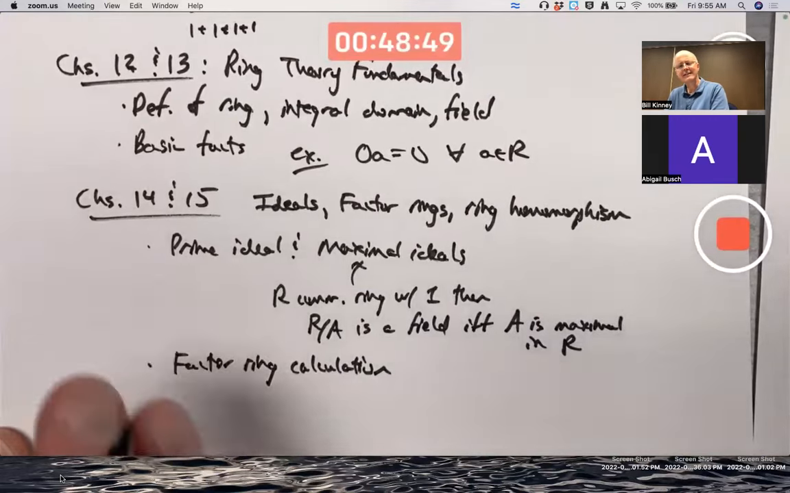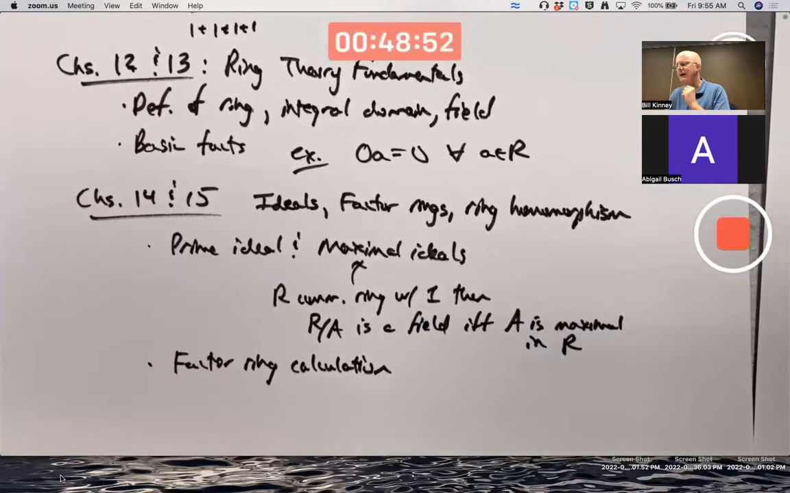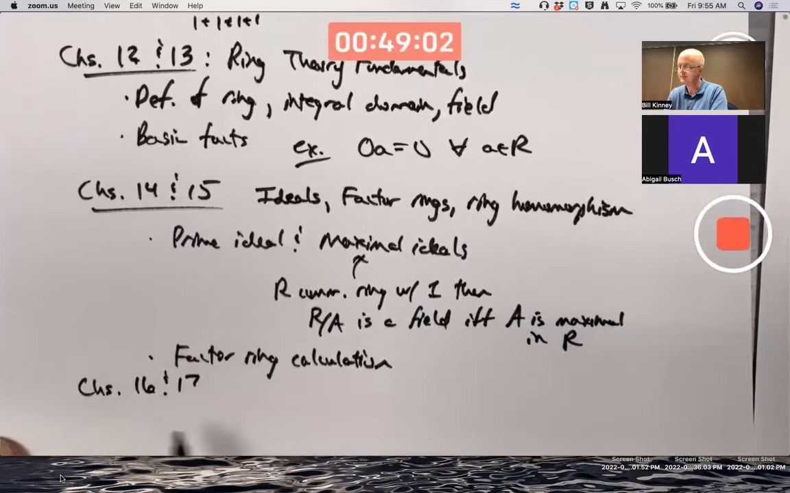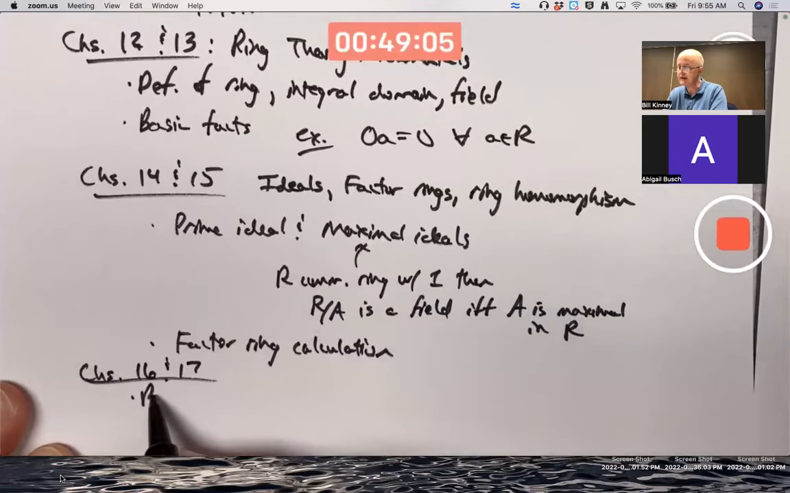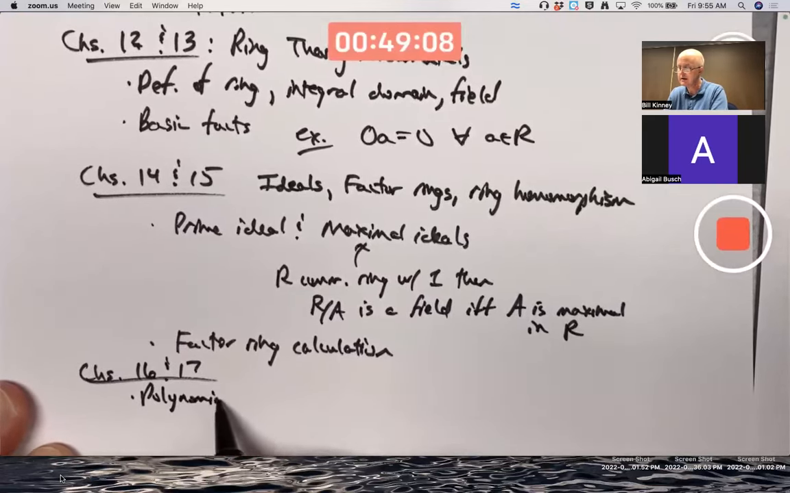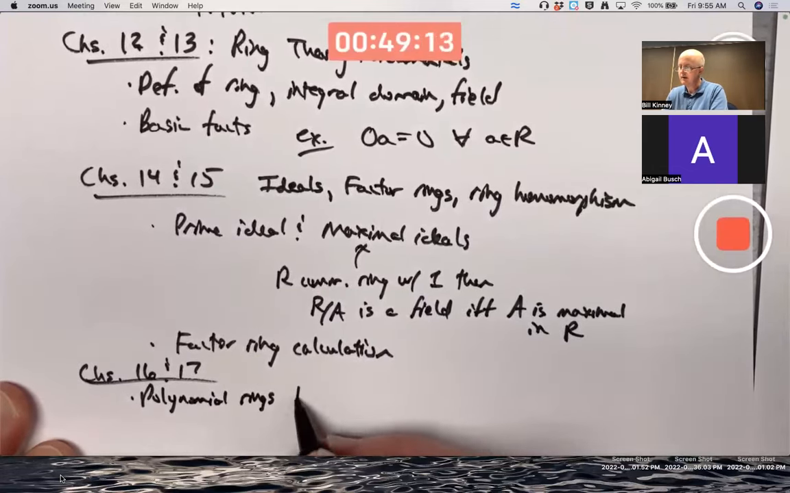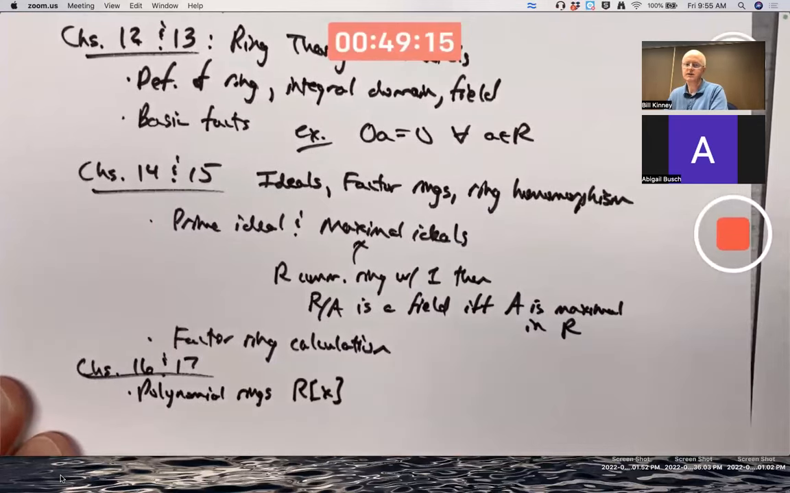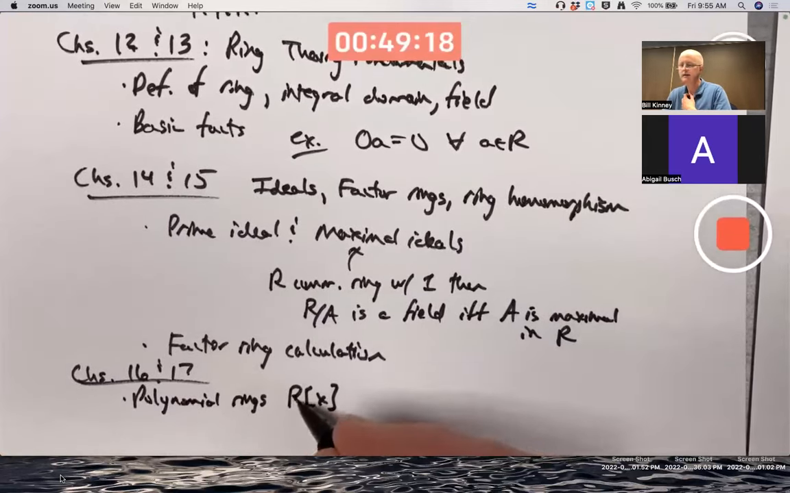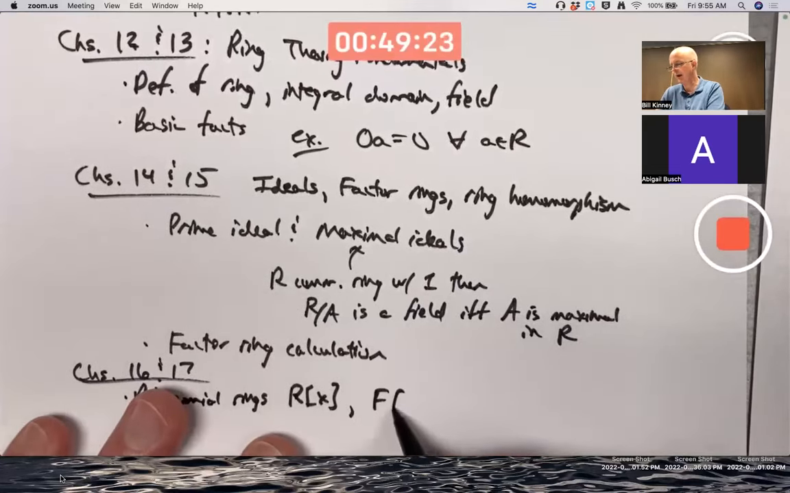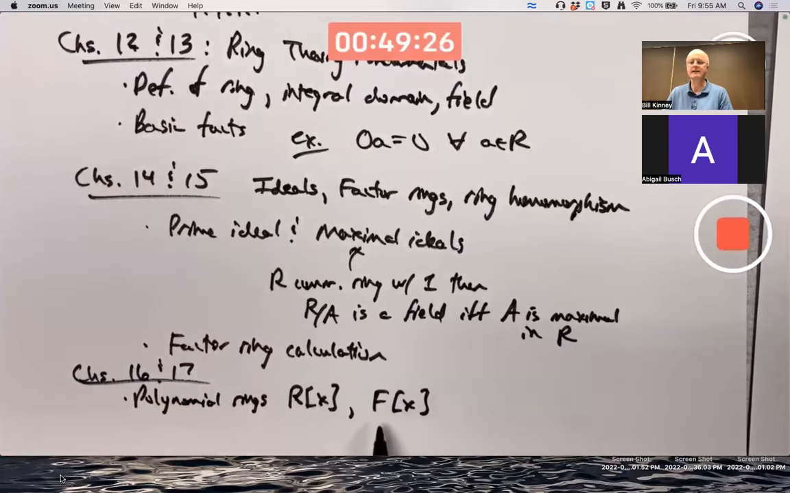There are a bunch of other facts, and I'm thinking especially in chapter 15, we didn't really have time for, more at the end of chapter 15, and I don't think I emphasized them on the exams. Chapters 16 and 17 kind of go together. Polynomial rings: R[x], where R is a commutative ring, and F[x], say, where F is a field, especially we focused on this kind.